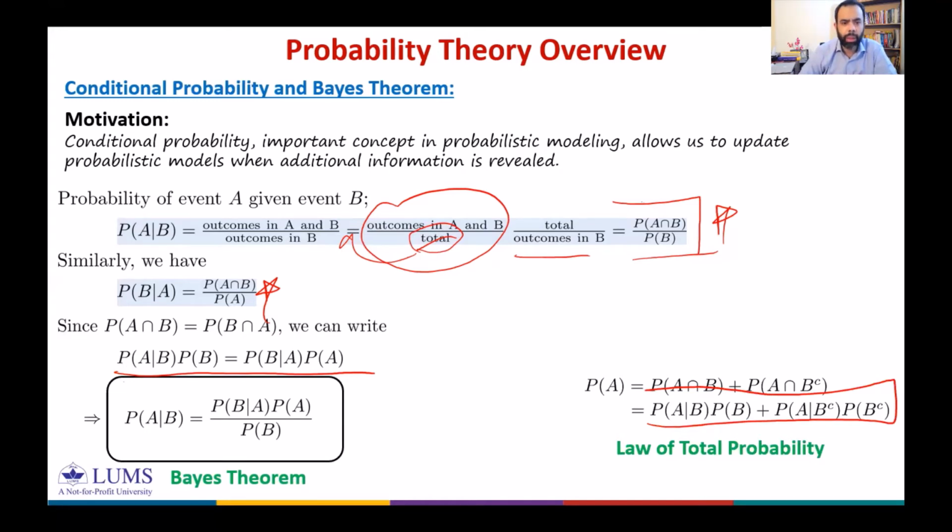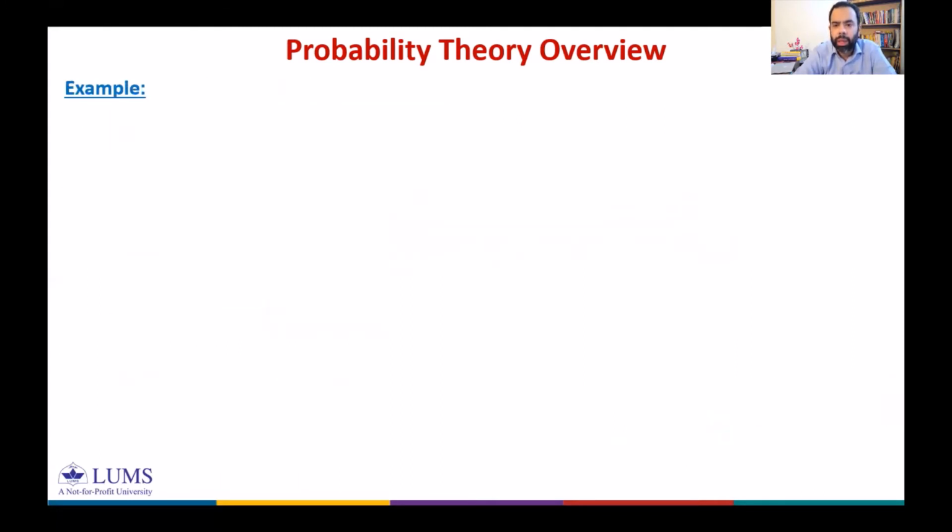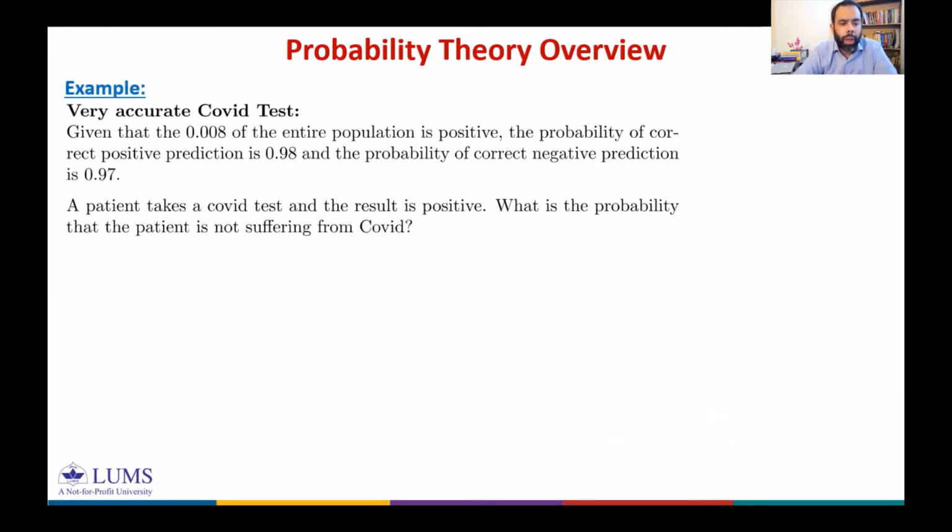Let's talk about one example utilizing Bayes' theorem. We assume that we have a very accurate COVID test, and the information is that 0.008 of the entire population is positive. It simply means 0.8% of the entire population is COVID positive on average. And you have a very accurate test. The probability of correct positive prediction is 0.98. And the probability of the correct negative prediction is 0.97.